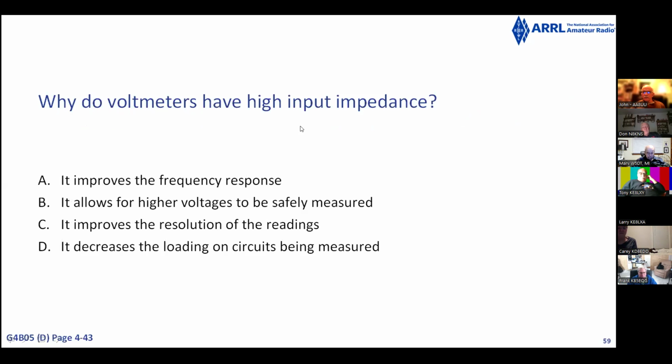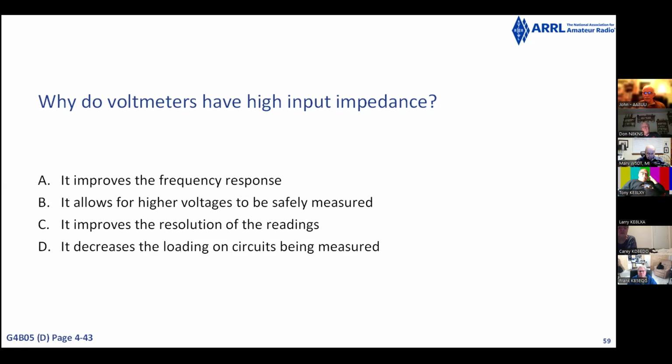Why do voltmeters have high input impedances? It improves the frequency response. It allows for higher voltages to be safely measured. It improves the resolution of the readings. It decreases the loading on circuits being measured.